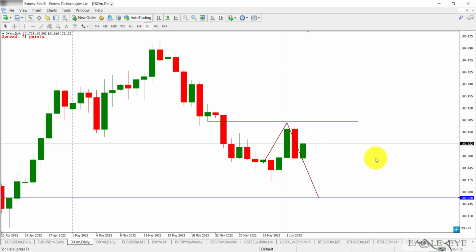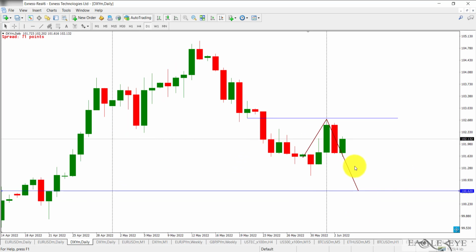and that's 100.620. But what actually negates this particular idea is that should Monday and Tuesday trade above this particular high over here, then my bearish stance on this dollar index on a daily time frame is negated. Then I have to change my mind and go the reverse. But as it stands now, I'm still bearish on the dollar index, and I'm looking for price to drop much lower. So that is it.